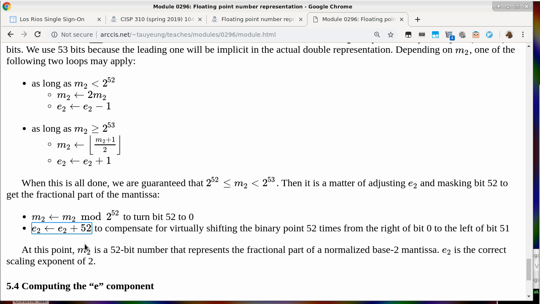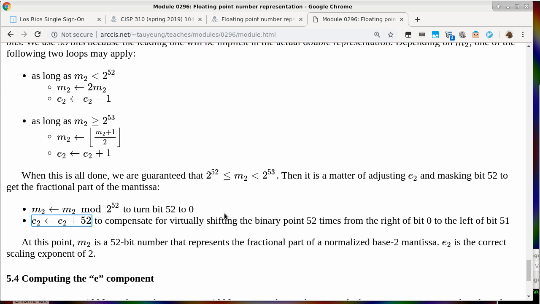So imagine that you have a huge number like this, and the implicit binary point is all the way to the right-hand side. So what we're doing with this step here is we are shifting the binary point 1, 2, 3, 4 all the way 52 times until it ends up here. But every time you shift the binary point to the left-hand side, you have to adjust the exponent to keep track so that the quantity or the value being represented is preserved. Is that okay?